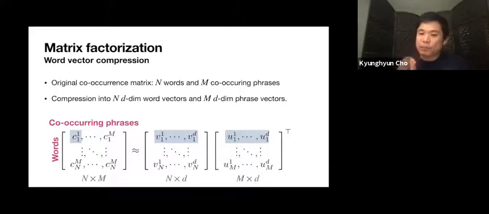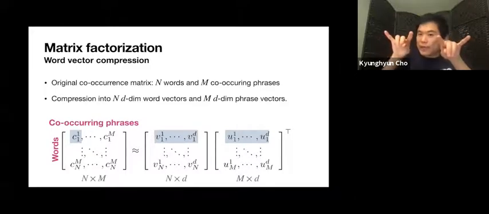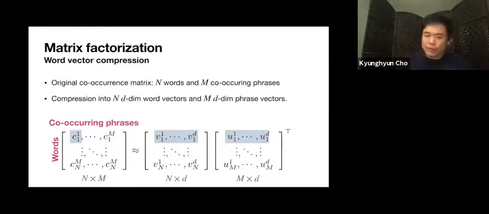So it is a compression, but we are going to let information be lost to a certain degree. Then each count, that is the count of a pair of a word and a co-occurring phrase, can be reconstructed by computing the dot product, which we talked about in the previous slides, between the word vector and the co-occurrence vector, both of which are d-dimensional.